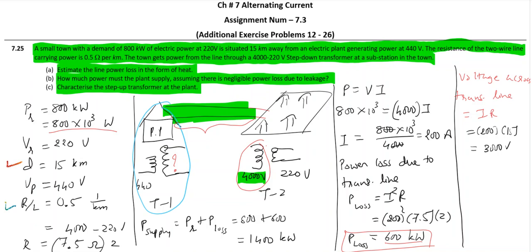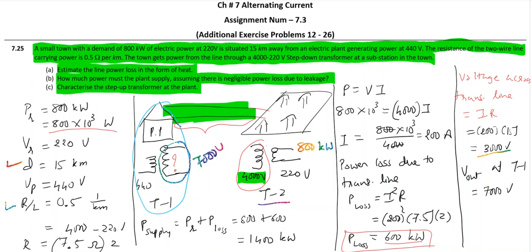So at transformer T2 we want 4000 volt. 3000 volt is already taken up by transmission line, so the output voltage V out at transformer T1 should be 7000 volt. So if this transformer gives 7000 volt, then we'll get 800 kilowatt power as output from the secondary transformer, and that is the desirable value.